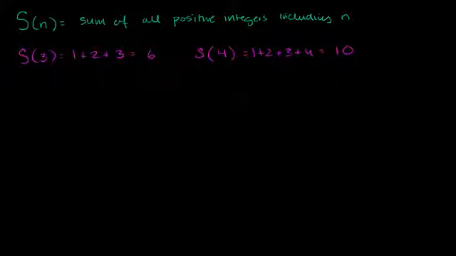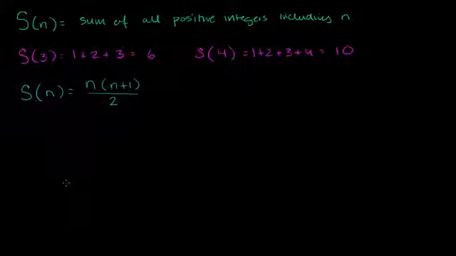So fairly straightforward. Now, what I want to do in this video is prove to you, and there's actually multiple ways to prove this, that I can write this as a function of n, that the sum of all the positive integers up to and including n is equal to n times n plus 1, all of that over 2. And the way I'm going to prove it to you, or at least the first way I'm going to prove it to you, is by induction. This will be a proof by induction.